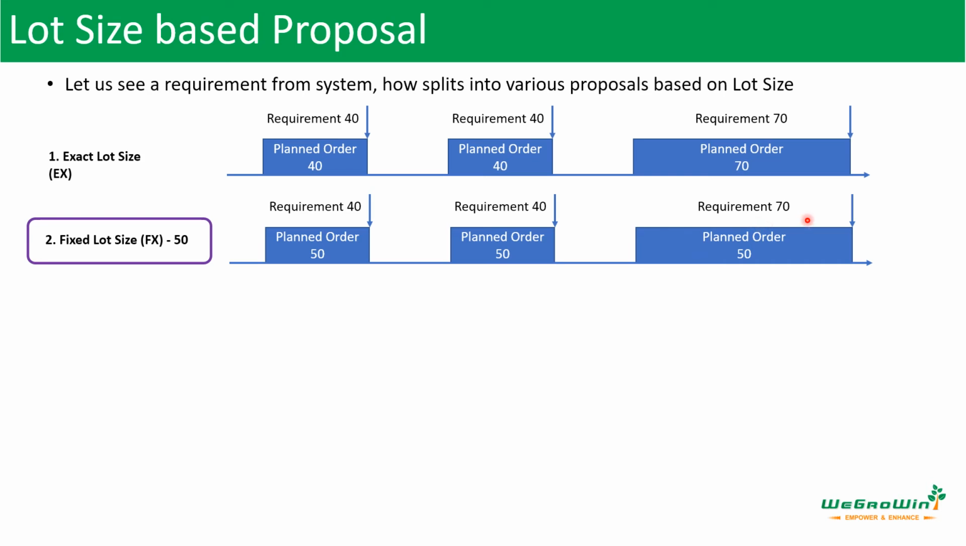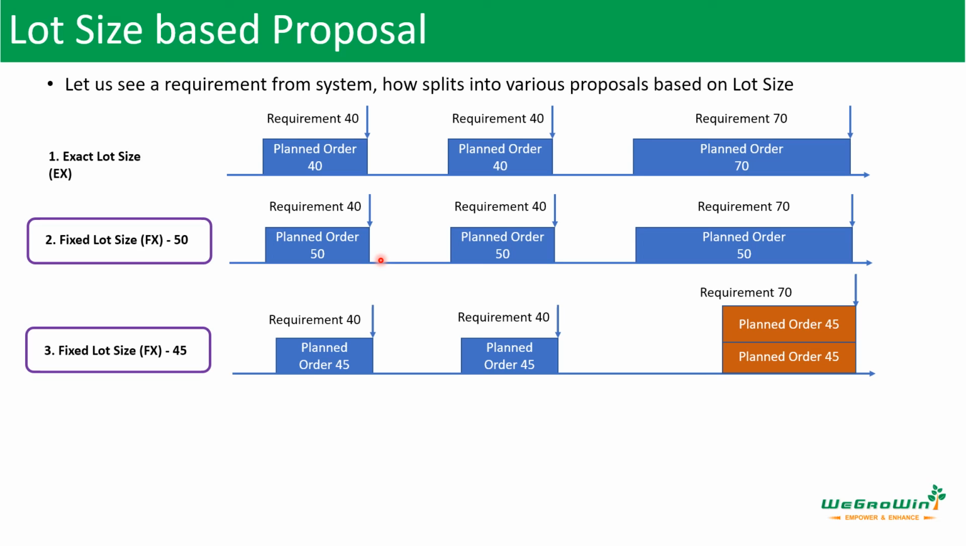So in the third period, when the requirement is 70, planned order will be created for 50 only, because here the total requirement is 150, and the proposal also 150. So here the planned order is reduced, right? So this is one way of seeing it.